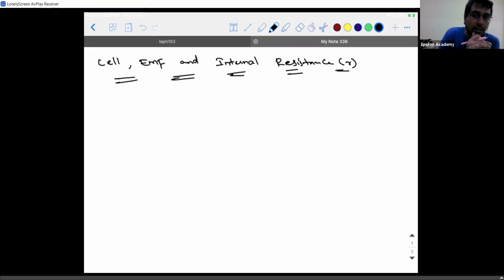So, this is a very, very important concept. With respect to this chapter, this is the most important part that you need to understand for us to solve most of the problems. Okay. So, what do you mean by a cell here? What exactly do you mean by a cell?